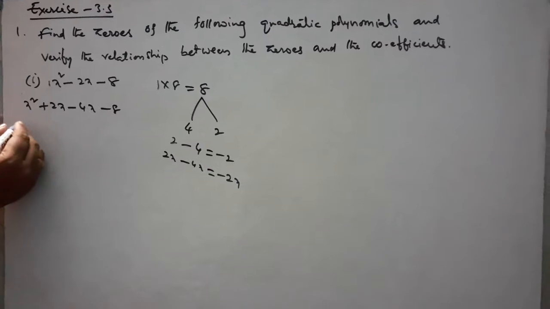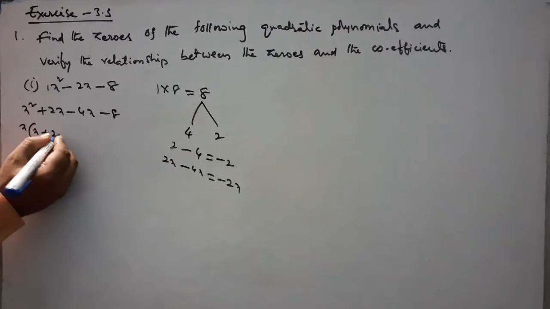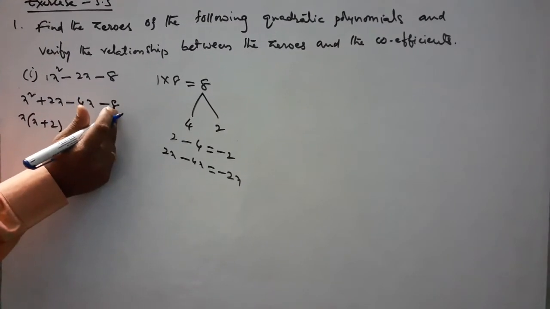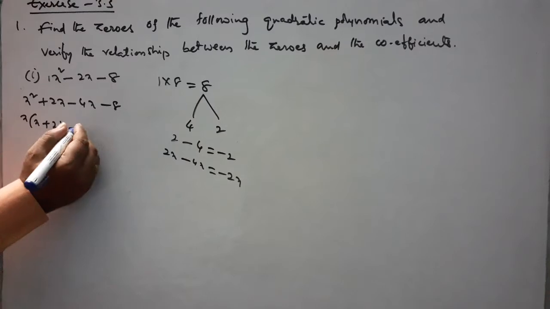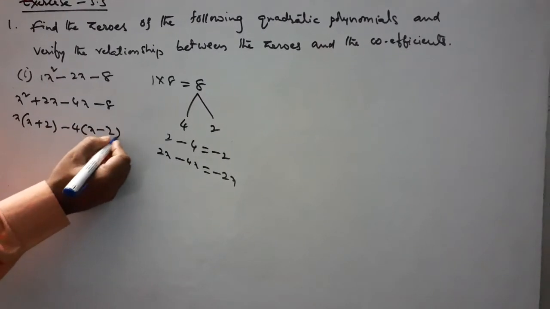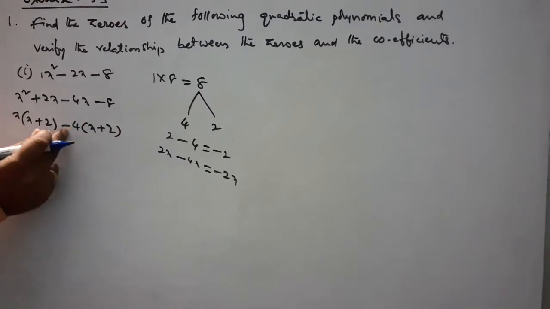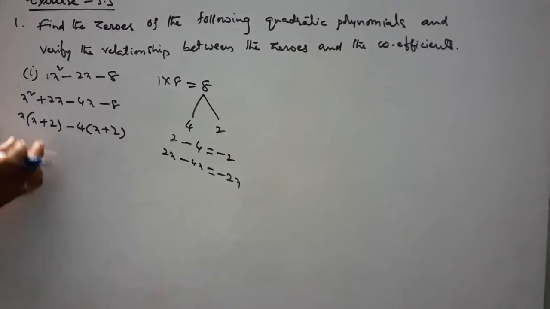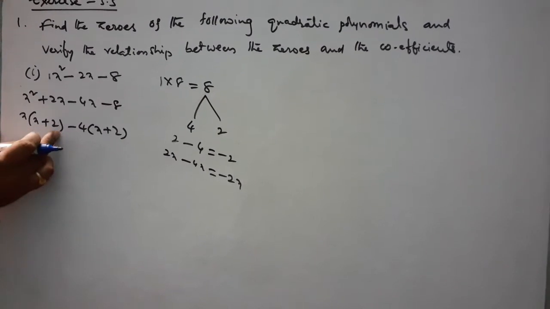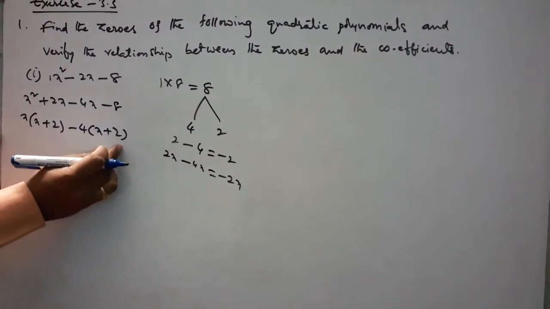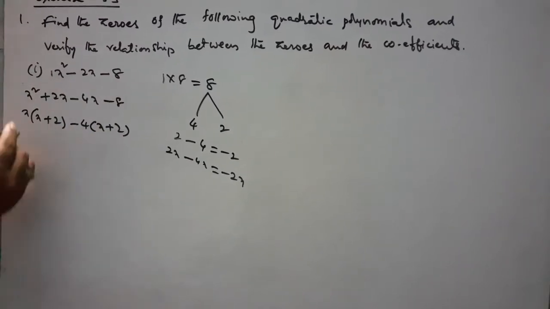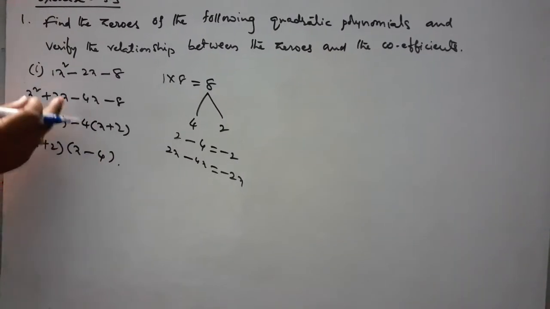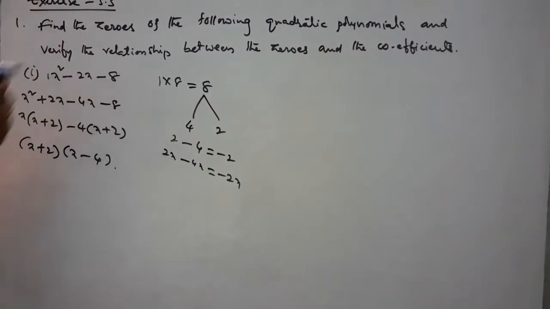Here both of them have x common. So we will get x plus 2. In this we will take the minus common, and 8 means 4 into 2. So if you take the 4 common, x plus 2. Here if you are taking the minus common, the signs will be changed. Here it is a plus. Here also we will get the plus. The first term has x plus 2. The second term also has x plus 2. We can take x plus 2 as common. So x plus 2 common, we will get x minus 4. So this is the factorization of x square minus 2x minus 8.